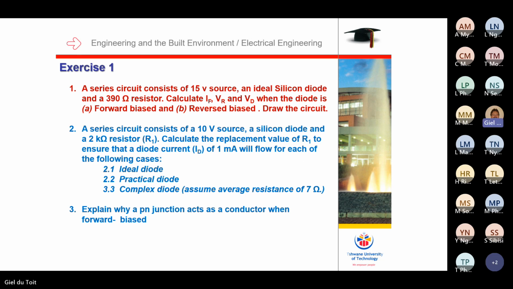So it's 9.3. My writing is a bit ugly. Divide by 2K in this case, 2000. If I divide it by 2000, I also get a current that is much bigger.